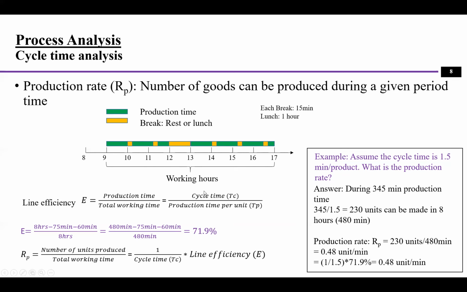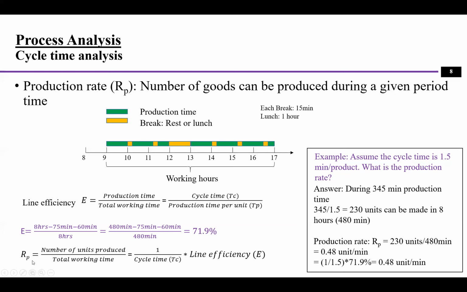Otherwise, what happens? If say the line efficiency is 100%, which means that we're always making products according to cycle time. But in fact, that is not the case, because there will be lunch breaks when the production line is not working, right? So we cannot just assume it is 100%. All right. So this is how we can use 2 different ways to calculate the line efficiency.